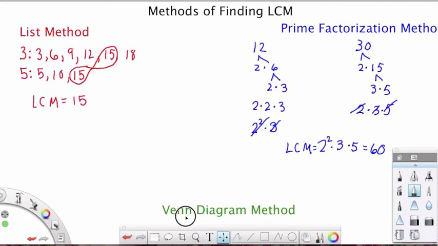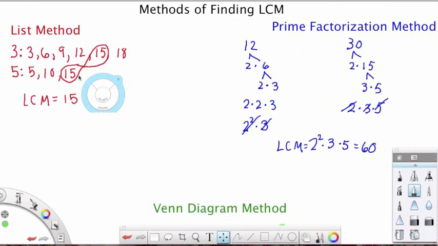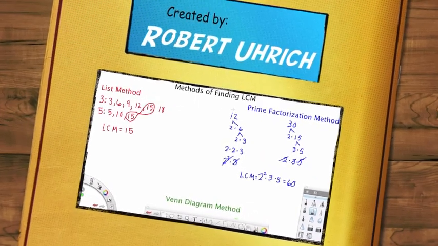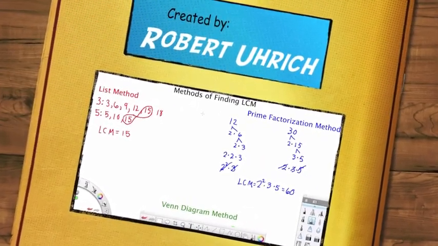And to be quite honest, I used the list method for the smaller numbers, and the prime factorization for larger, more complex numbers. And I prefer using the prime factorization method if you can find the prime factors. The Venn diagram is just another way of organizing your data, and some people find it very useful. But I like the list and the prime factorization method. But that's a preference. That's all.